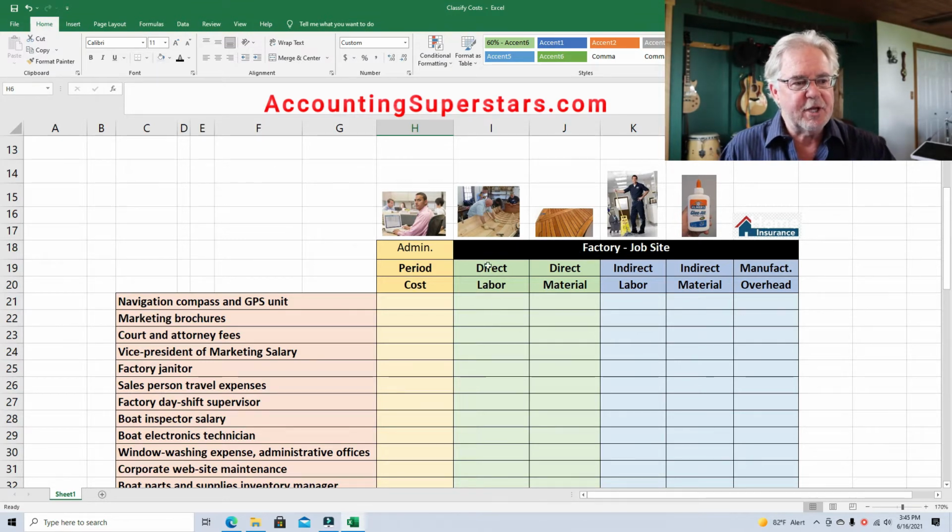And the first column here is in green. It's called direct labor. These are people that actually work on the boats. They actually physically build the boats. Direct labor. And in the next green column, we have direct materials. Now, these are materials that are directly incorporated into the product, and they're usually very expensive components and things that the company wants to keep close track of.